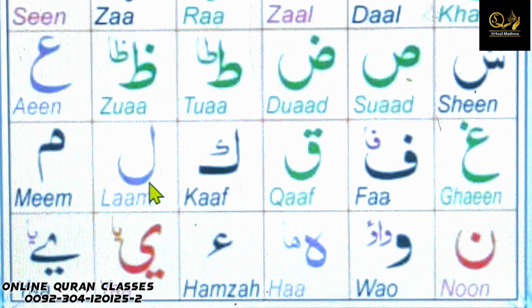And the next letter name is Lam. This Lam originates from the tongue edge touching the gums of the upper front teeth, including both upper premolars.